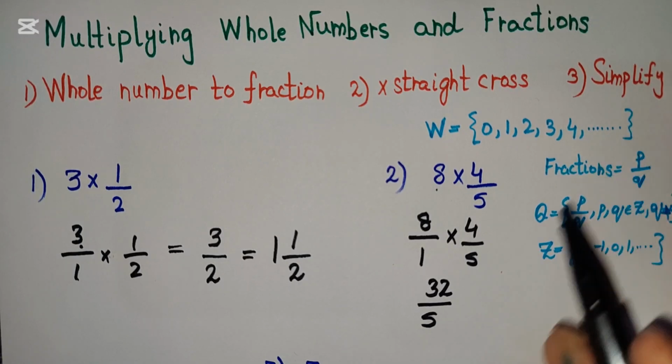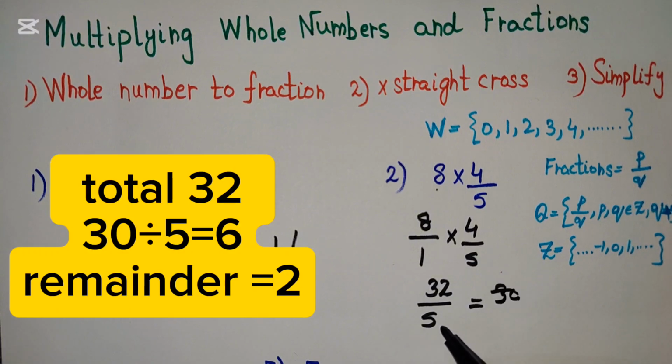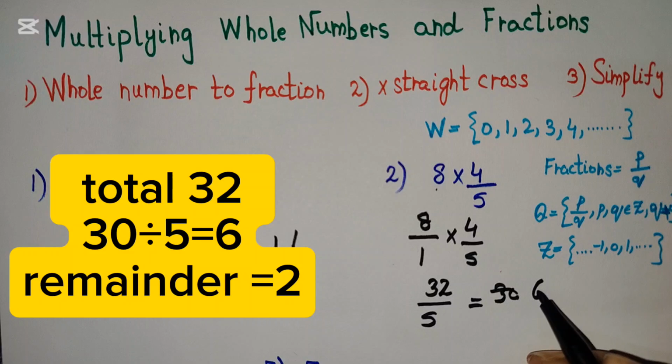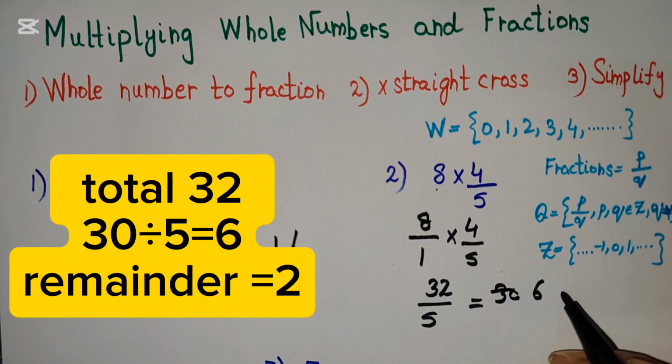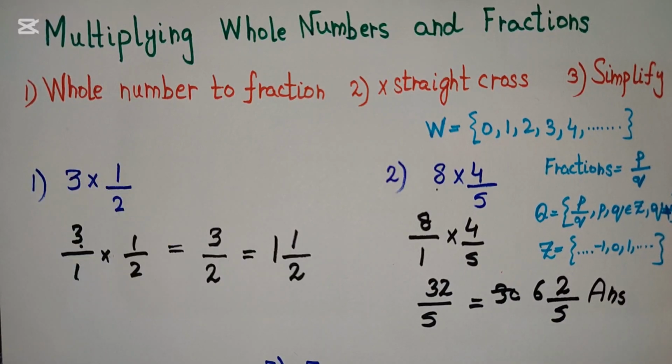Last step is simplify. 32 divided by 5, we know that 5 times 6 is 30. It means it will be 6 and remainder 2, and the denominator stays the same, which means 5. So 6 and 2 over 5 is the simplest form of example 2.